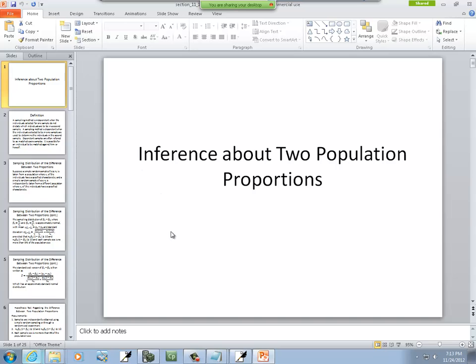And let's take a look at two population proportions. We'll be dealing with claims, confidence intervals, sample size, a little bit of everything.